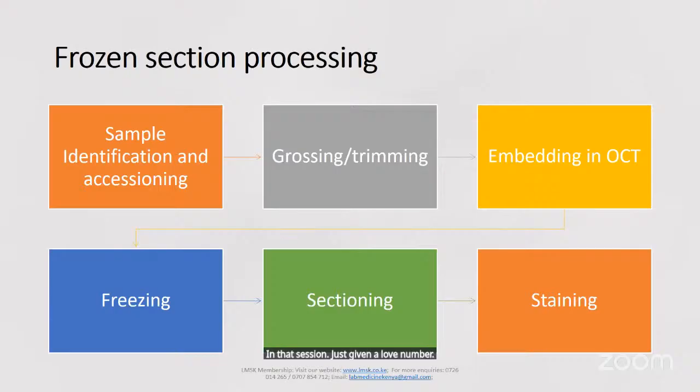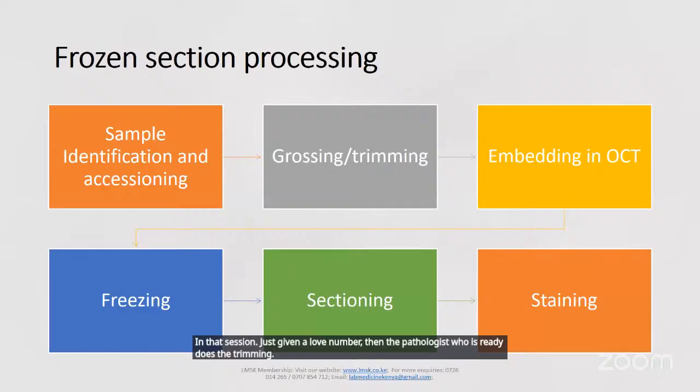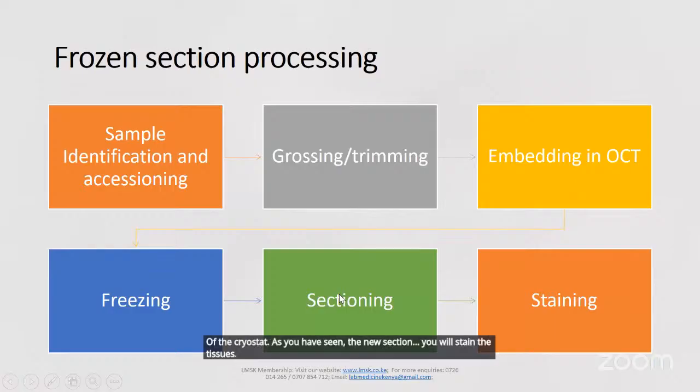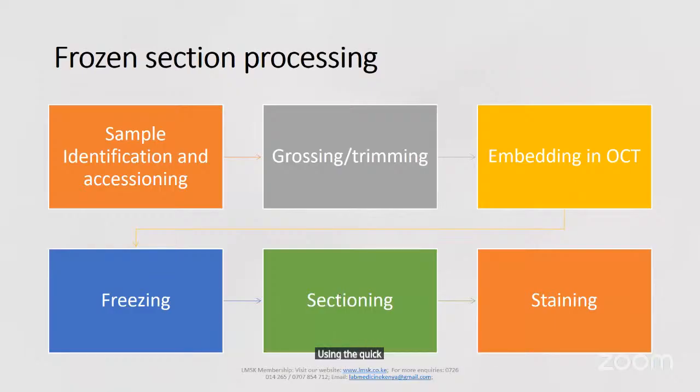Then the pathologist who is ready does the trimming or grossing, sampling the areas of interest as requested by the surgical team. Then you embed the tissues in the embedding medium, that is the OCT gel. Then you freeze in the freezing chamber of the cryostat, as you have seen. Then you will stain the tissues using the quick H&E staining technique.